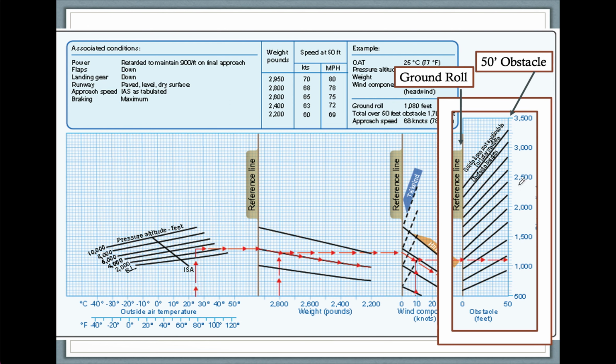You just ignore the lines because that's your answer. You go straight across to find the answer. About 1,200. There's 1,250. It's about 1,100 feet. So look at the index marks here.